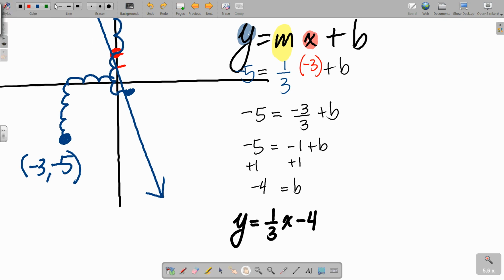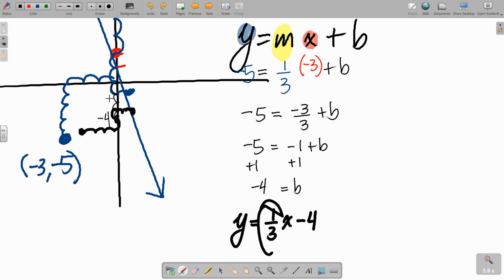Now, if we were to graph this, when you go to graph this, you're going to be at a negative 4 on the y-axis. 1, 2, 3, 4. And our slope is up 1 and over 3, and it's positive. So up 1 and then over 3, down 1, over 3.